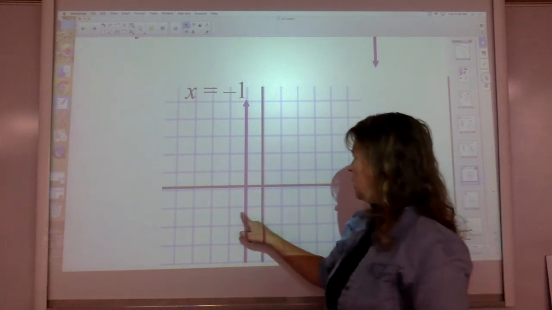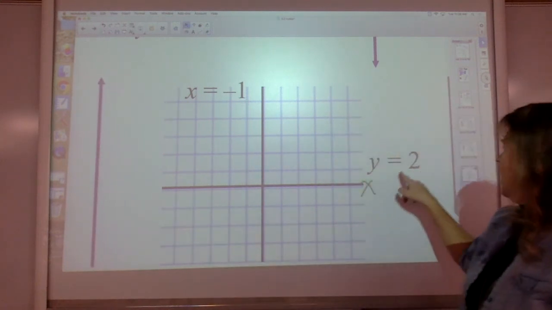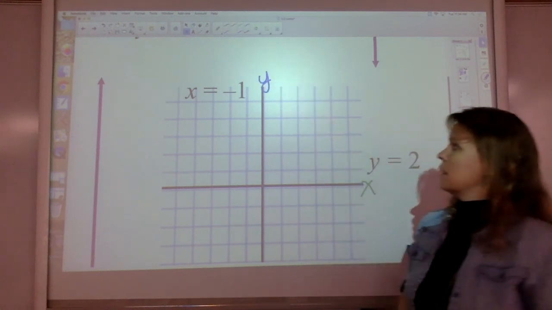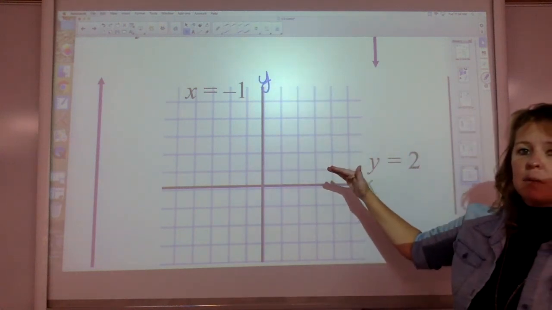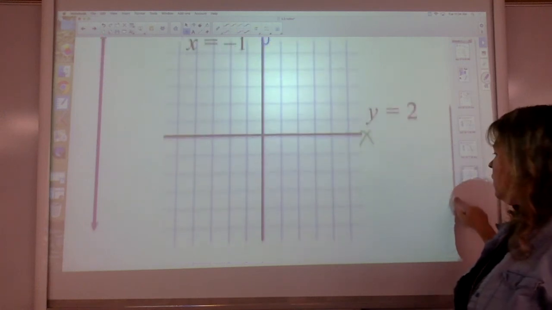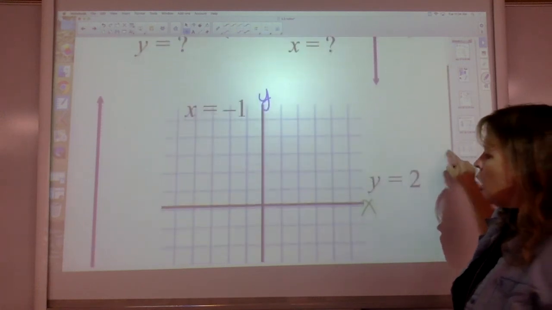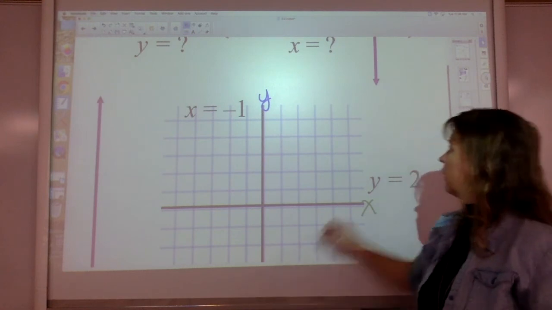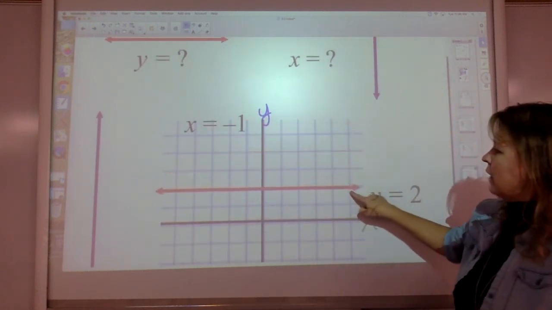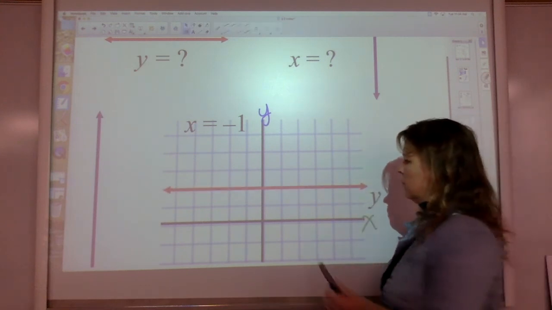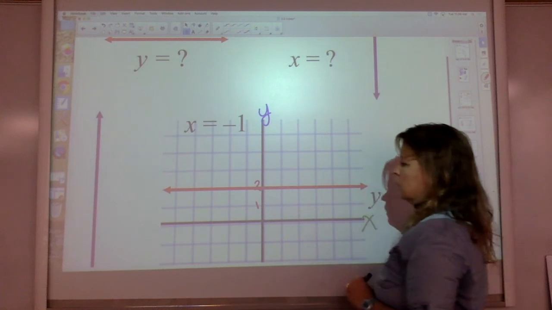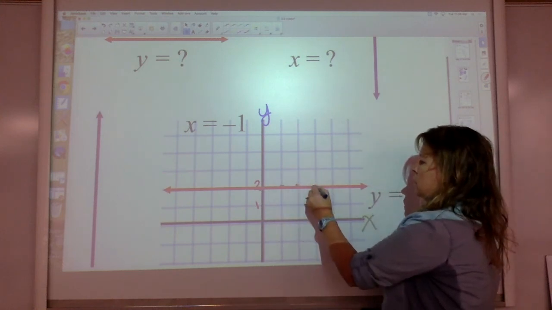This one says y equals 2. Well, here's y. The graph has to actually touch the y-axis. So we're going to take our line, and it's perfectly straight across horizontal at y equals 2. Makes sense, because here's y, and we go up 1, up 2. Every one of these points is up 2.